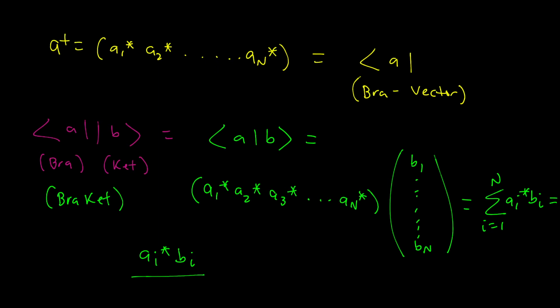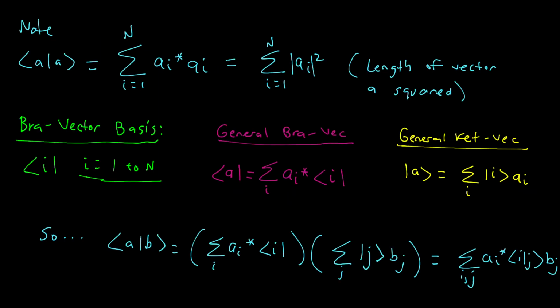And when we multiply a bra vector by a ket vector, you get something that's very similar to a dot product, where you just get the sum over all i equals 1 to n of Ai star Bi, or in Einstein notation, Ai star times Bi. Note that if you multiply a bra vector with its corresponding ket vector, you'd get the length of the vector squared.